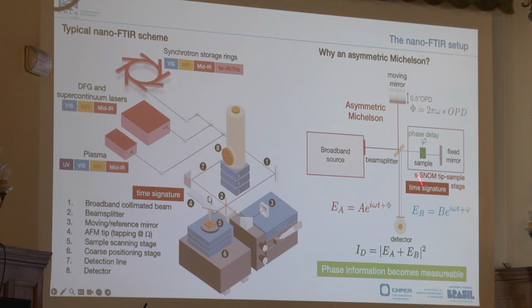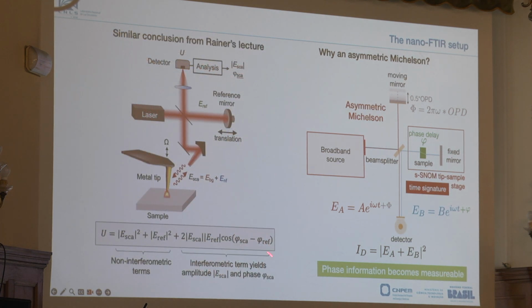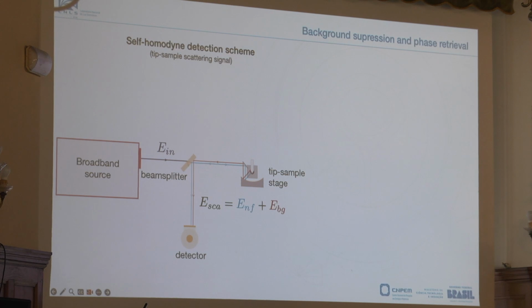Now talking about SNOM and nano-FTIR. This is consistent with what Rainer showed in his talk, when you look at the signal at the detector with this configuration. It's just an example, using a far field example for you to see that an asymmetric interferometer is really required. All right, so now this is really reviewing what we saw before.